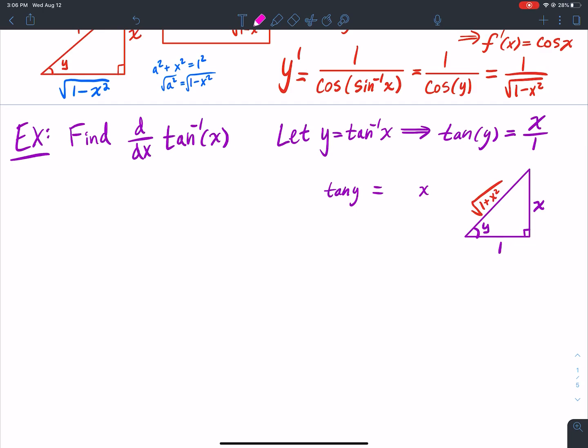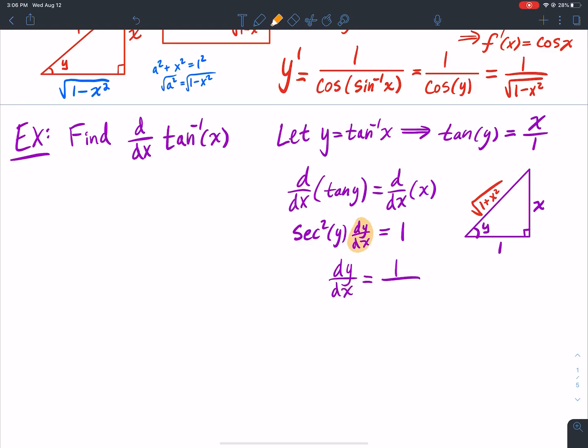So what am I going to do? I'm going to take tangent y equals x, and implicitly take the derivative with respect to x. The derivative of a tangent of something is equal to secant squared of the something times the derivative of the something, that's dy dx. This is equal to the derivative of x, which is 1. To solve, I need to divide both sides by secant squared, and I get 1 over secant squared of y.